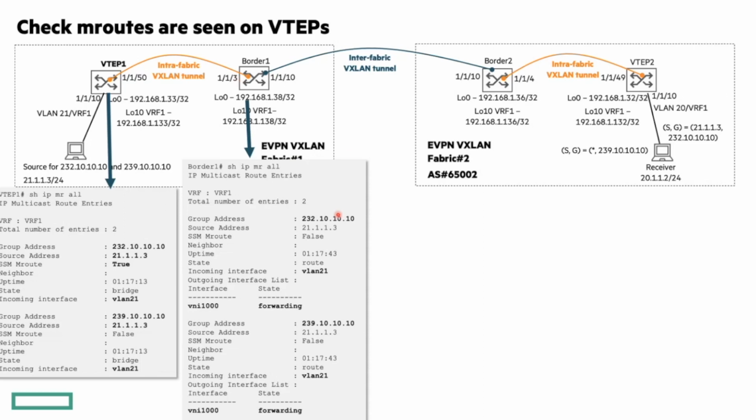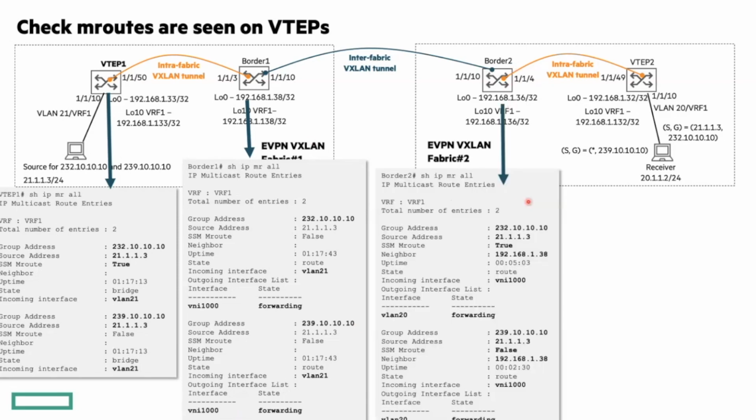On the border, we also see these two multicast groups. For the PIM SSM, you can see incoming is VLAN 21 to the L2 VNI, and it's forwarding out the L3 VNI. It's routing out to border 2. Same for the 239 multicast stream. Incoming is the L2 VNI, outgoing is the L3 VNI, border 2.